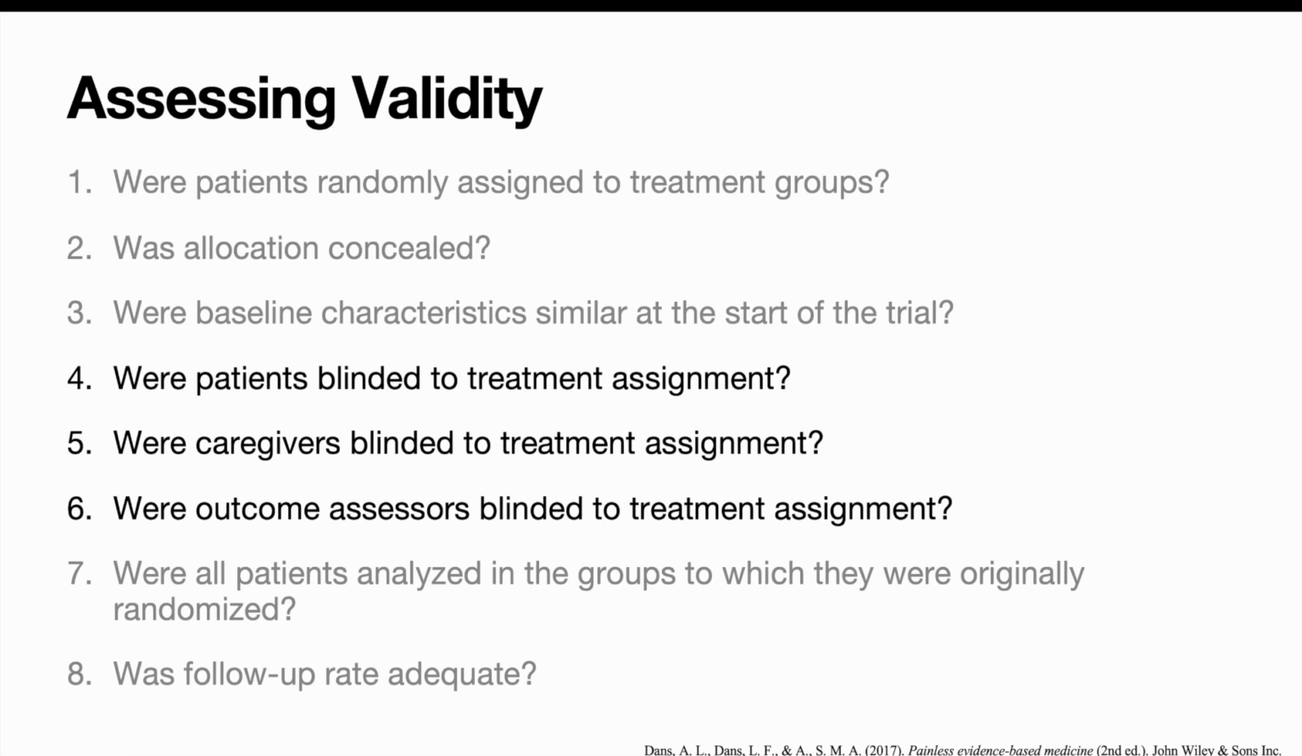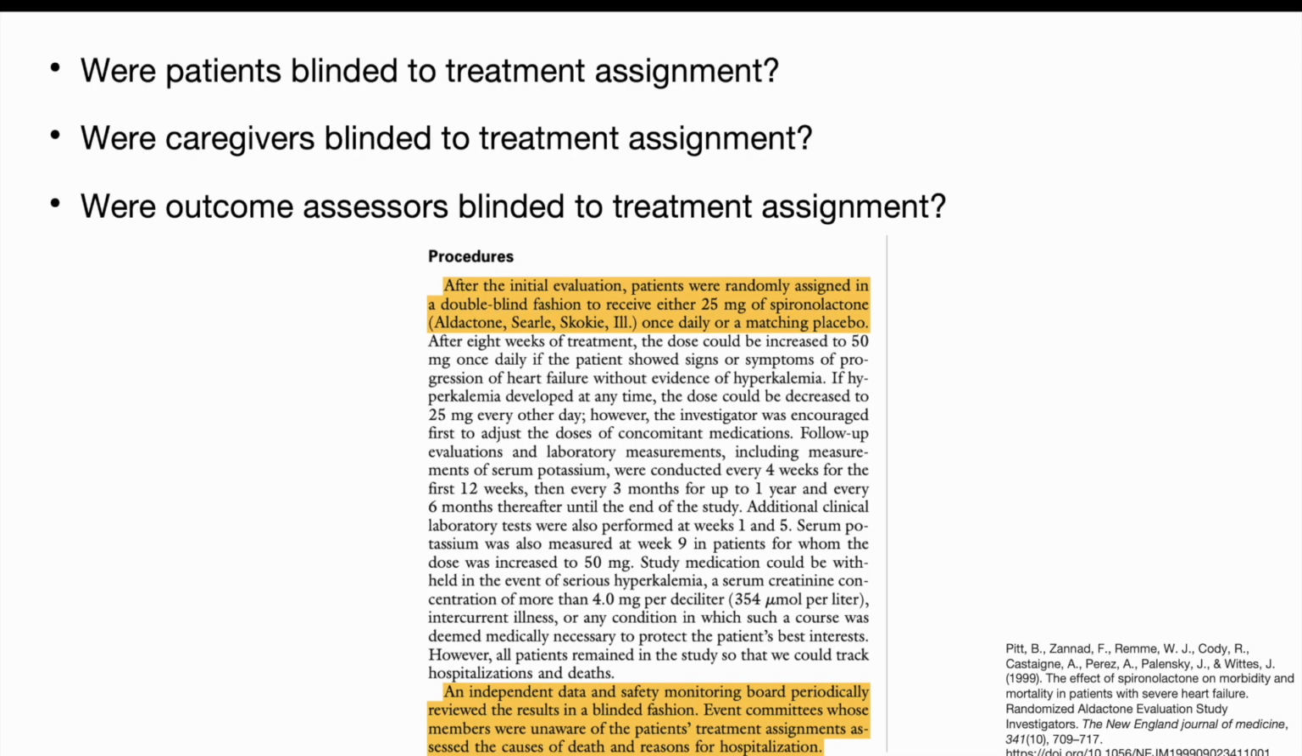Next, we can ask these three questions together. Were patients blinded to treatment assignment? Were caregivers blinded to treatment assignment? Were outcome assessors blinded to treatment assignment? So we look back in the procedures section of our article, and we can see that after the initial evaluations, they were randomly assigned in a double-blind fashion. So the patients didn't know if they were receiving the spironolactone on top of their current treatment or the placebo on top of their current treatment. So patients, yes, were blinded to treatment assignment.